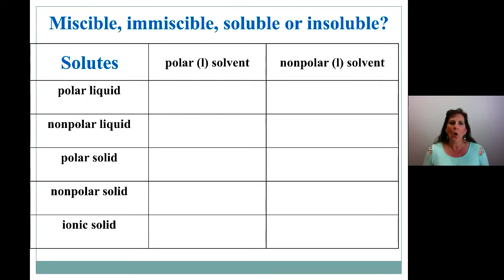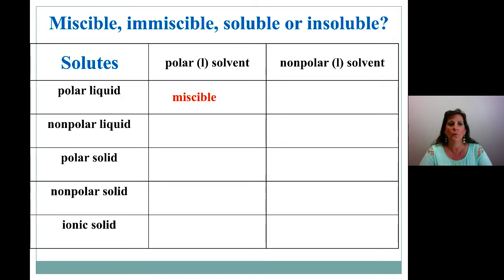So if we have a polar liquid solute and we put it in a polar liquid solvent, what word would we use? They're both polar, they're both liquids. So are they going to mix, both being polar? Yes, they'll mix. And what's the word we use with two liquids? Miscible. Yes, it's miscible. Good job.